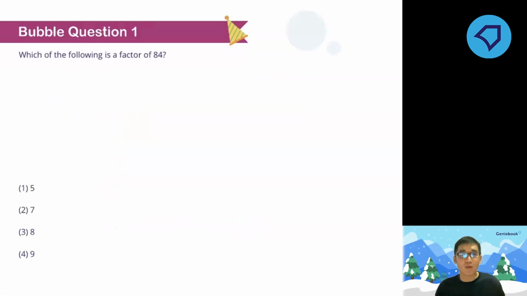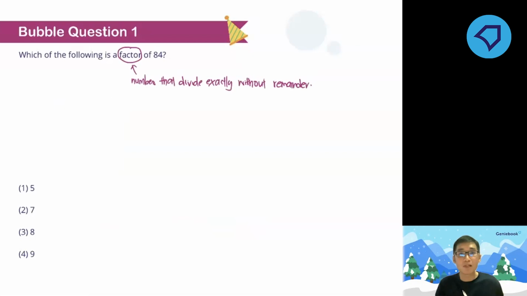Bubble question number 1. Now, which of the following is a factor of 84? Do you know how to find it? So again, think of what factors mean. Factors are numbers that divide exactly without remainder. Okay, so this number must be able to divide 84 exactly, and you do not get any remainder.